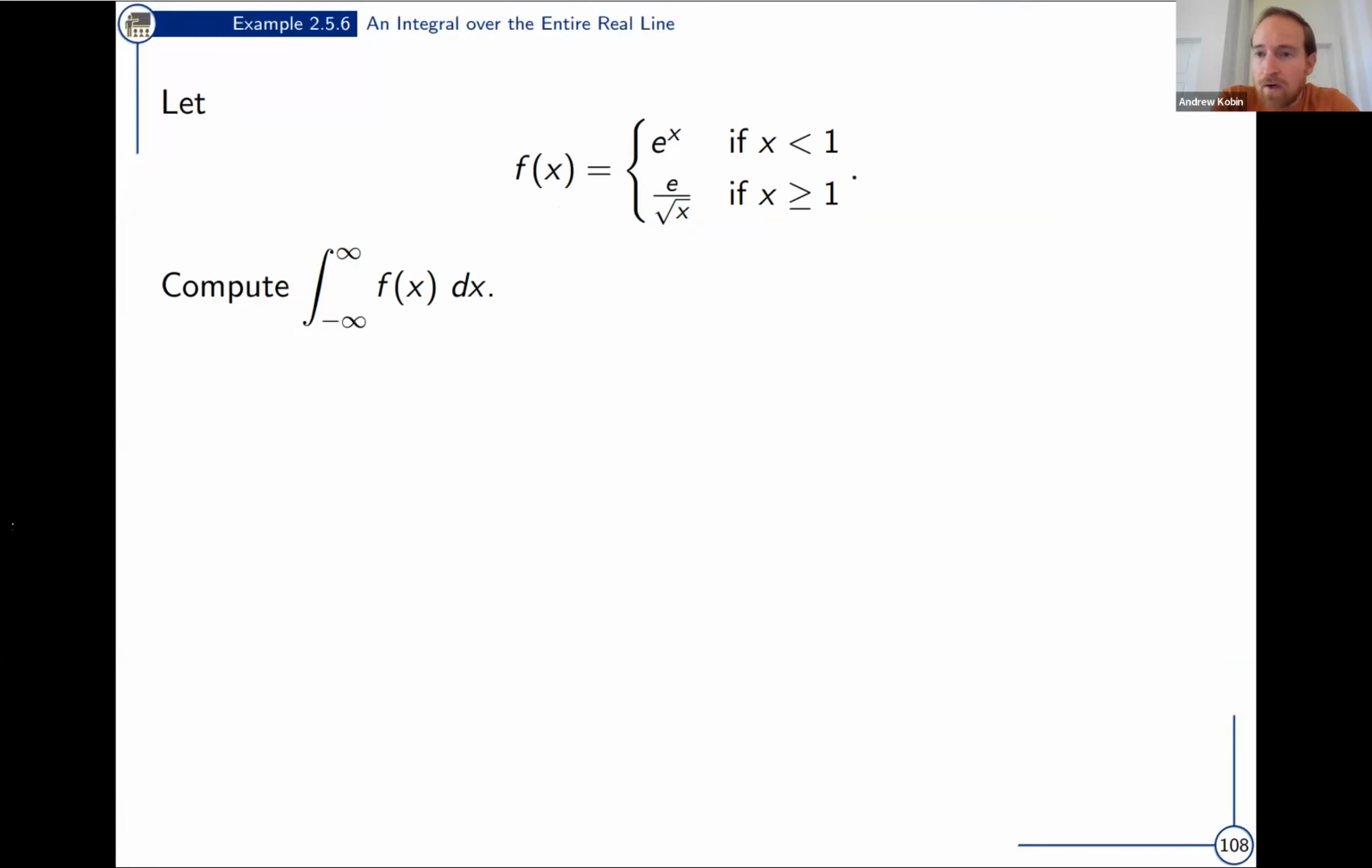You should always be a little cautious when you see a piecewise function and think carefully about what's going on at the seam, the place where it splits into two pieces. But in this case, hopefully that gives you a hint at where to split, what value for a to choose to split up our integral into two improper integrals.